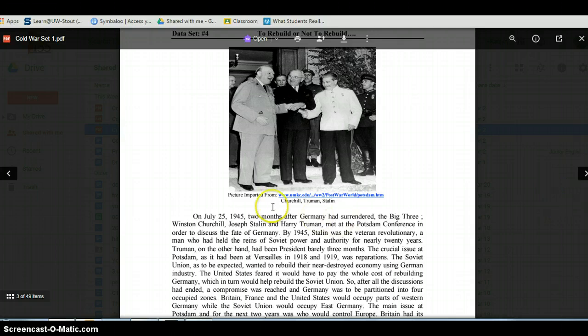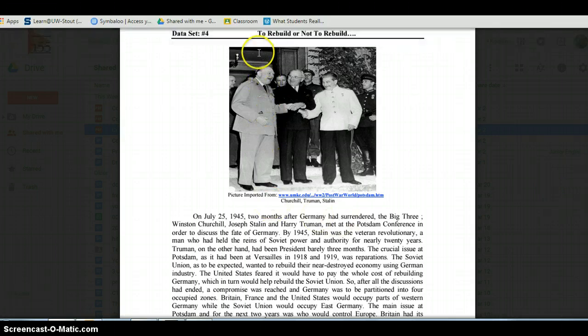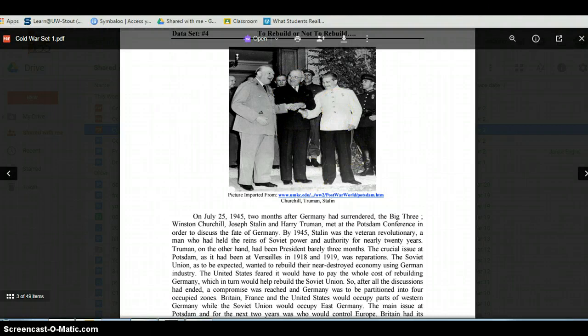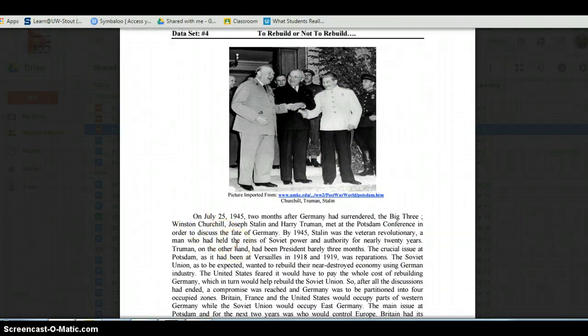So here's a picture of Churchill. Remember, he's a leader of Great Britain. Here is Truman, our president after World War II, and Stalin, the leader of the Soviet Union. So on July 25th, 1945, 2 months after Germany had surrendered, the Big Three, Winston Churchill, Joseph Stalin, and Harry Truman, met at the Potsdam Conference in order to discuss the fate of Germany.